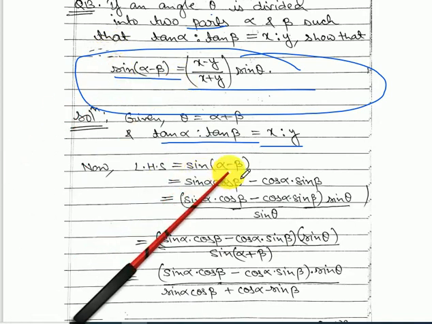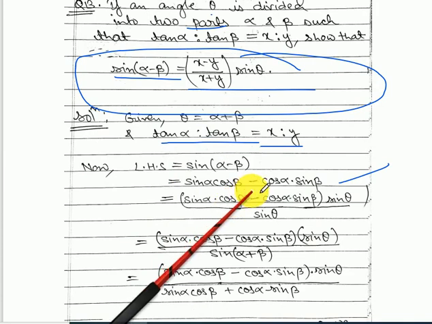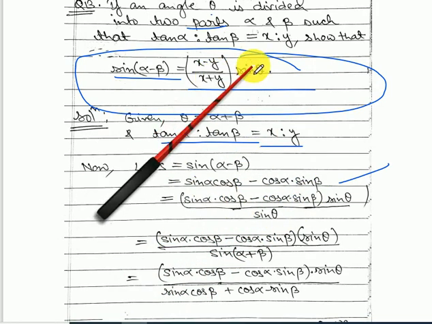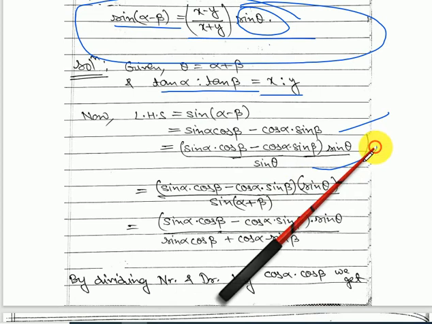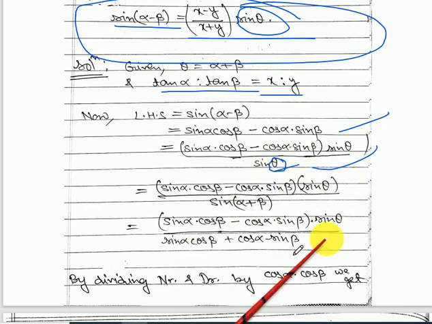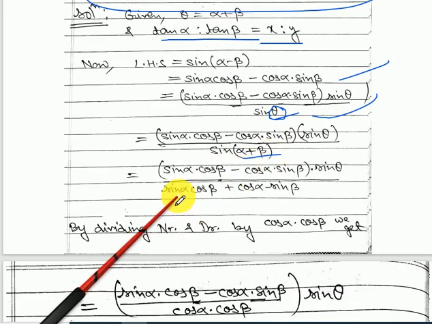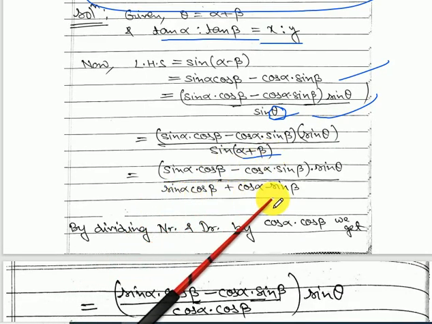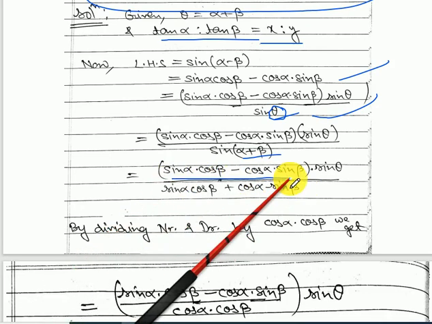So we'll start with the left hand side. Left hand side is sin alpha minus beta, expand it, you get this. Now here what we'll do is we need sin theta. So we'll multiply and divide by sin theta. Okay, so we get this, but theta is nothing but alpha plus beta, so for this I can write alpha plus beta. Now you can expand the denominator also, so I get sin alpha cos beta plus cos alpha sin beta. Till now I have not done anything to this numerator.